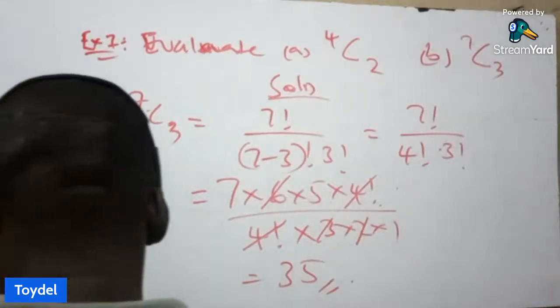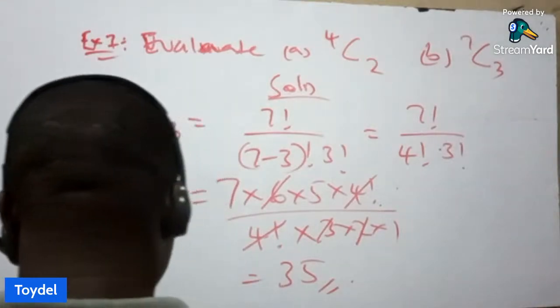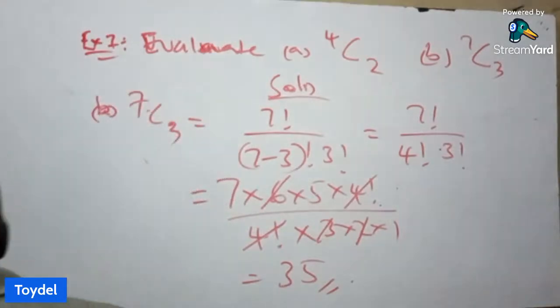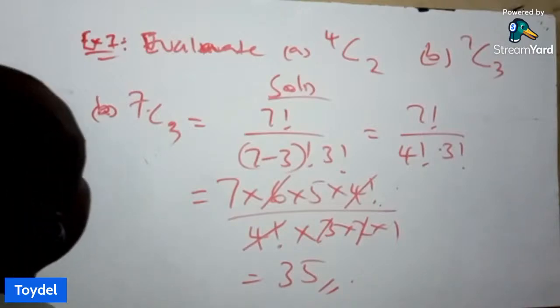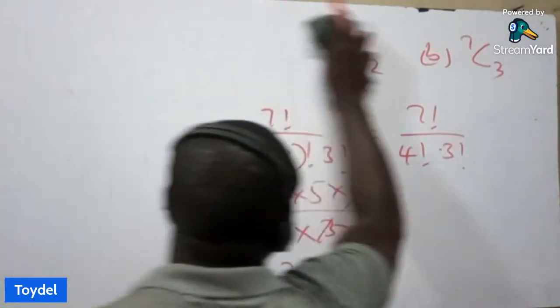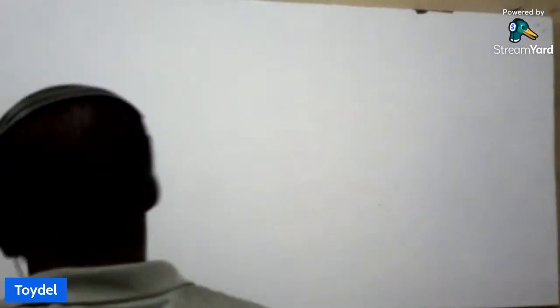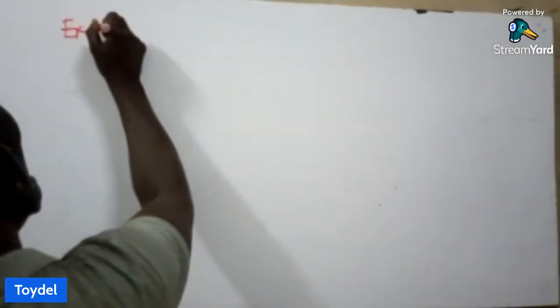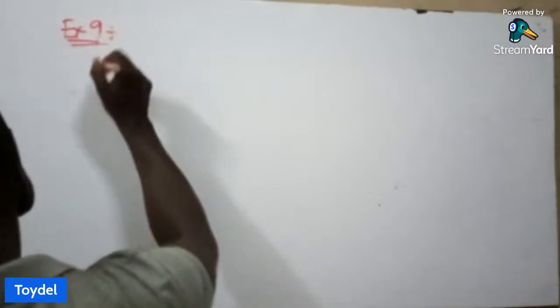So we are going to take 2 more examples under combination. Then we'll close for the day. So let's take examples under combination. Let's do example 8 or example 9.